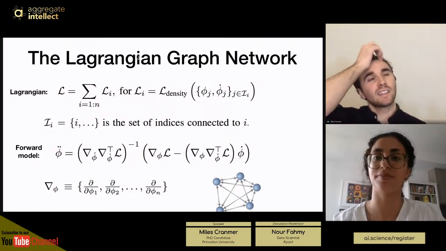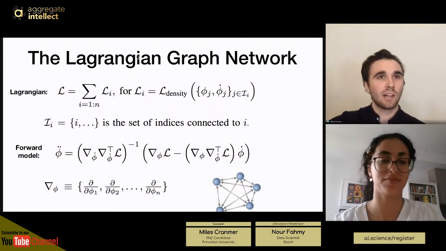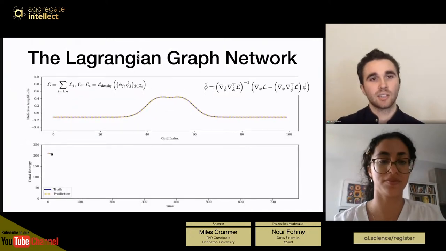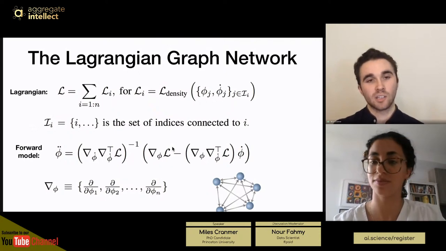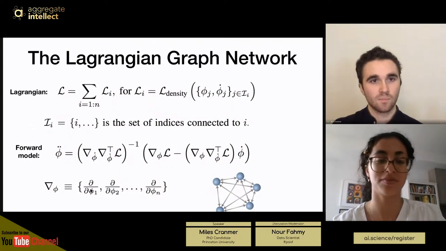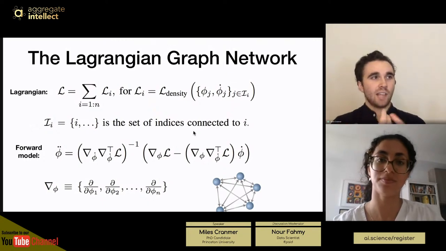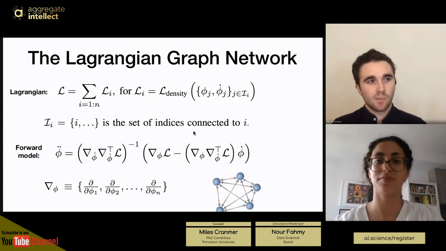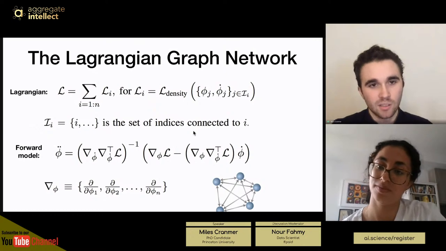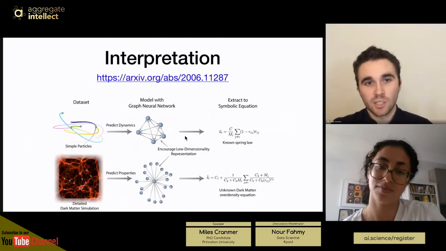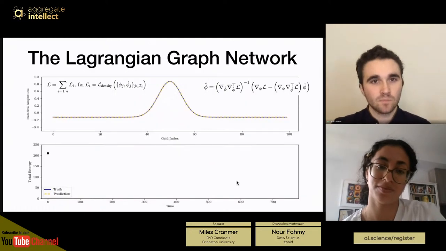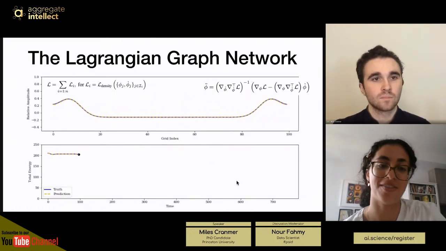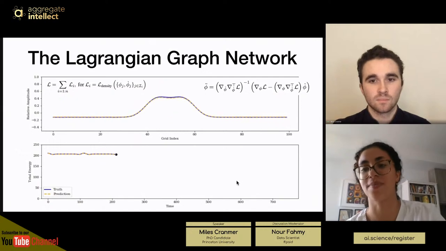Generally, I think the Lagrangian graph network, especially applied to grids, as we apply it to a grid here, will be very useful in physics and engineering and maybe chemistry. Because you're embedding this energy conservation into the model, and there are so many different fields where that's important. And it's also very interpretable, so you can use this and pull out the symbolic Lagrangian. It's definitely a very impactful paper for sure.